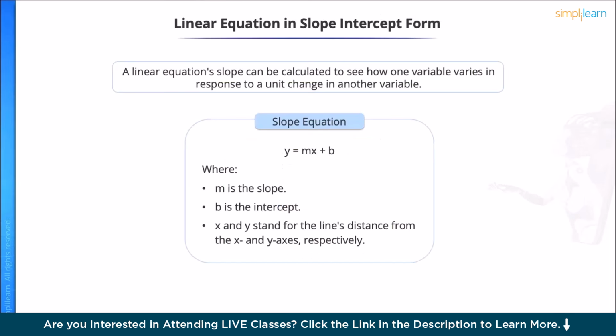Linear equation in the slope-intercept form. A linear equation's slope can be calculated to see how one variable varies in response to a unit change in another variable. It is represented as y equals mx plus b, where m is the slope, b is the intercept on the y-axis, and x and y are the line's distance from the y and x axes respectively.